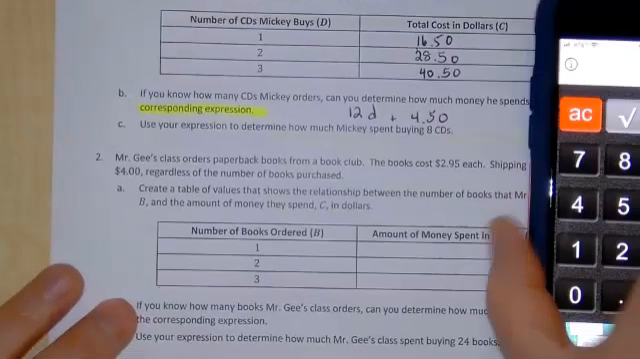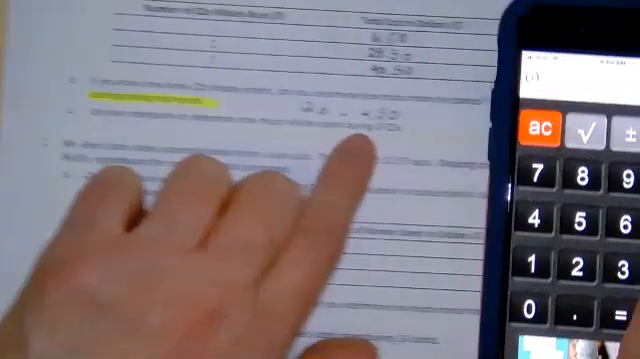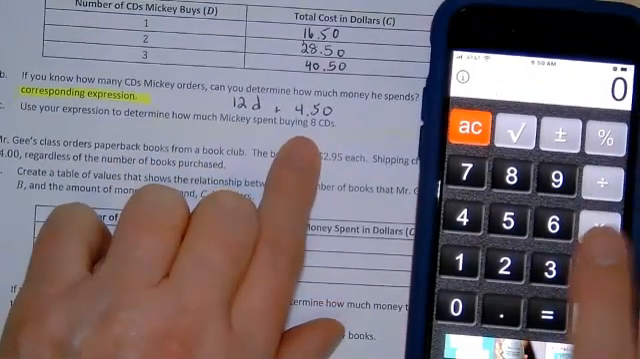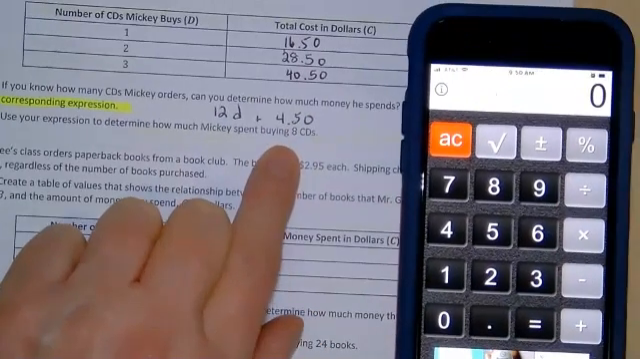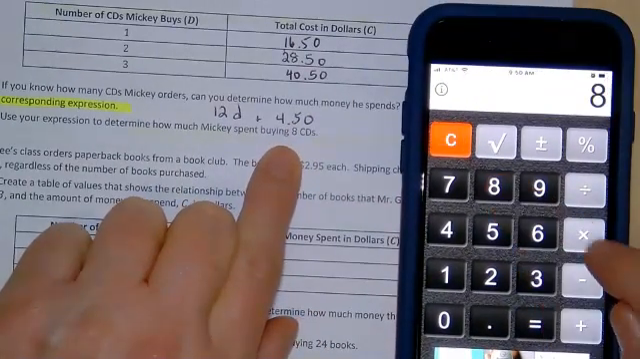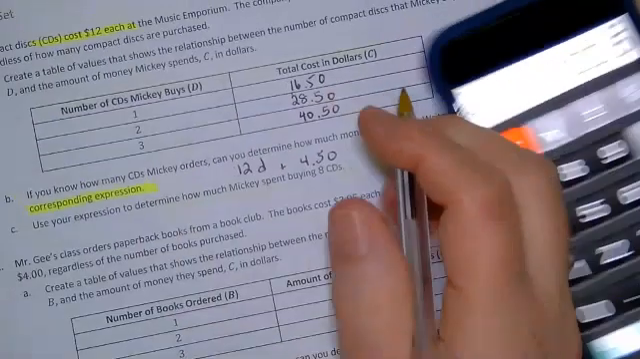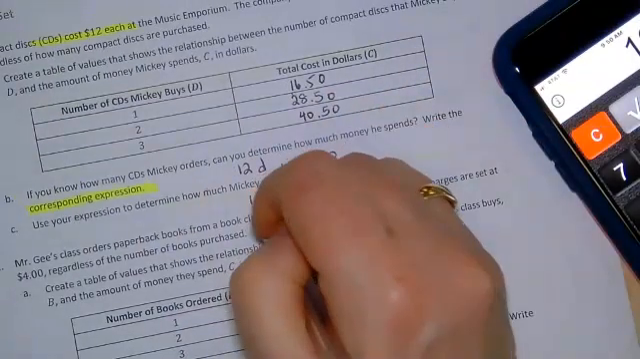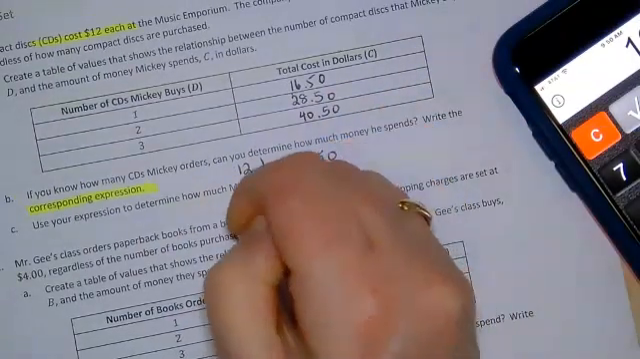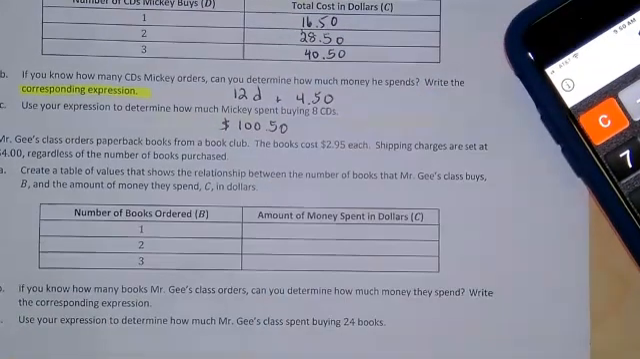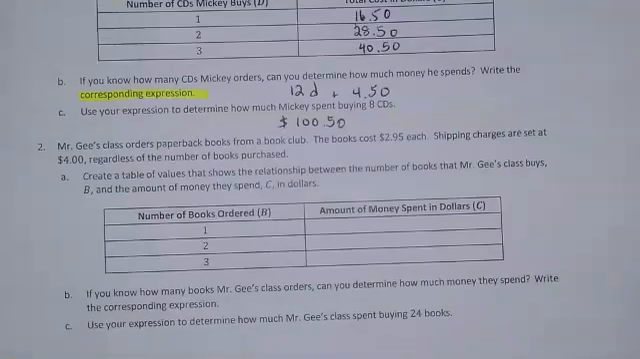All right, your turn. What about 8 CDs? Yep, 8 times 12 plus 4.50, yep. And how do I make that look like money? $100.50.